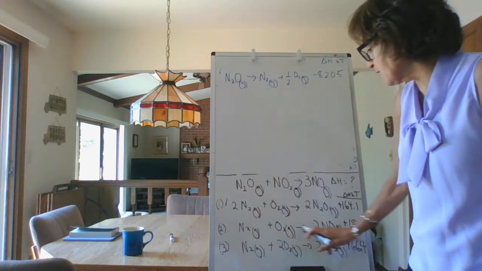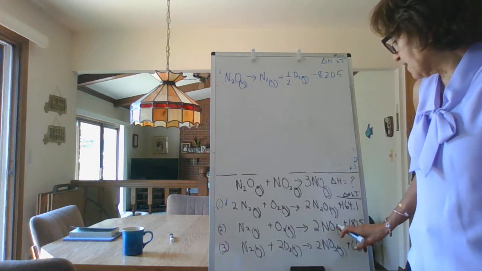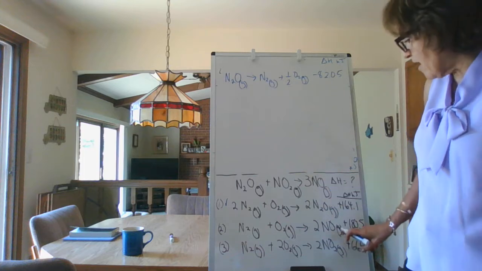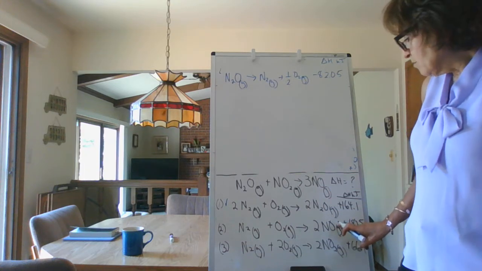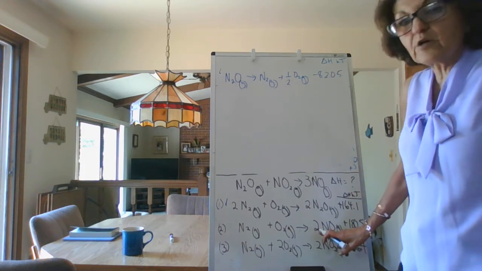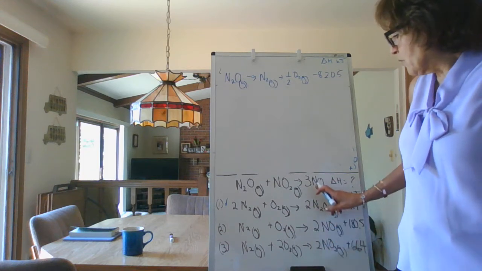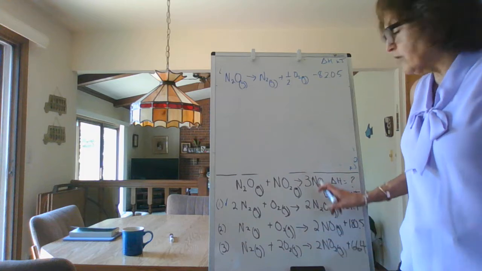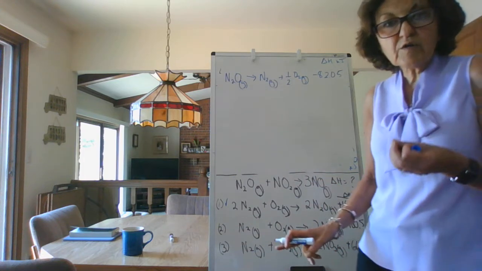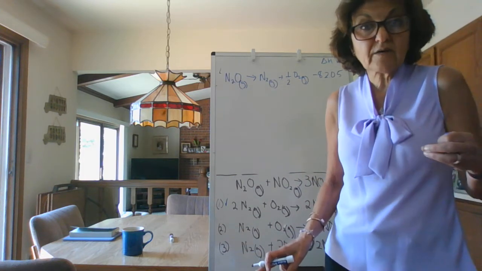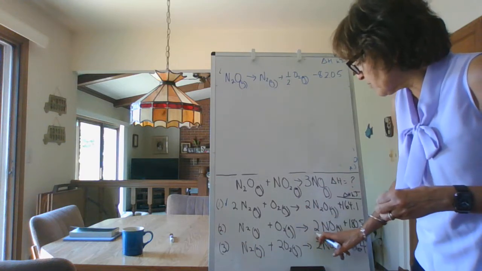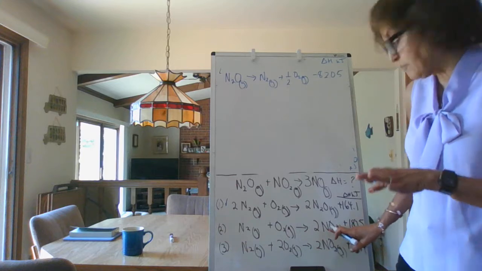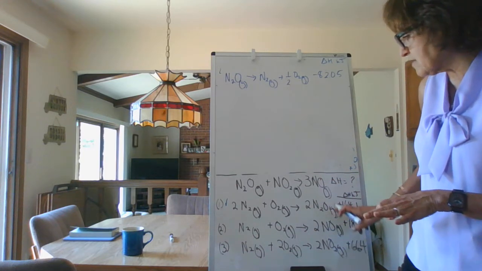Now I take a look at the second one. The second one has NO on the right. Good, we want NO on the right, so we're not flipping the second one. But look, it's got a coefficient of 2, but we want a coefficient of 3. How do we turn the 2 into 3? We multiply by 3 halves. So if I multiply this by 3 halves, then I get rid of the 2 and I have a 3. And I don't need to flip it because I already have it on the correct side.